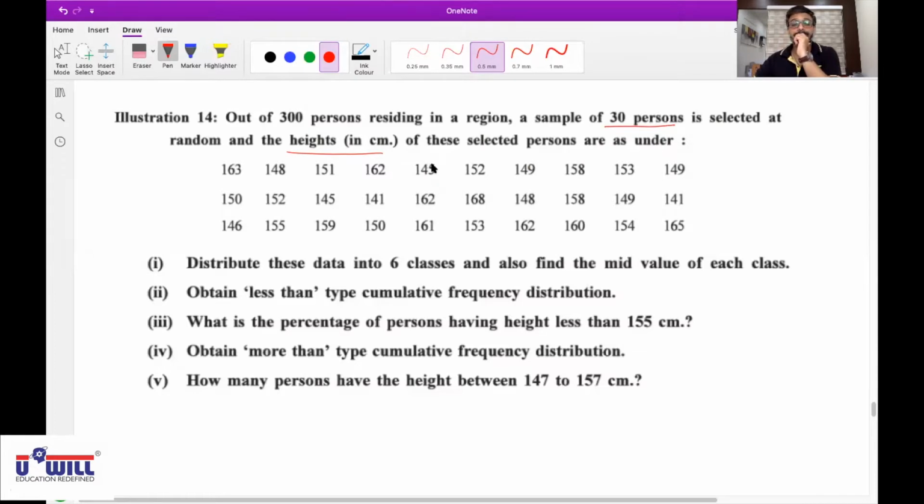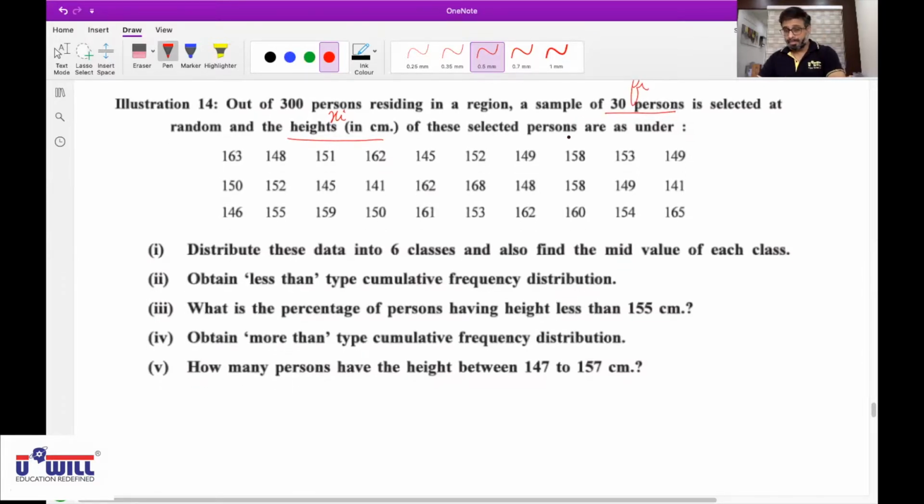Aditi, will persons vary from height to height, or will height vary from person to person? Height will vary from person to person. So what is the variable? Height. Mark it as xi, everyone, and 30 persons is frequency. Aditi, do you understand this? Yes, sir. Okay, Aditi, which is the lowest observation in the entire data?